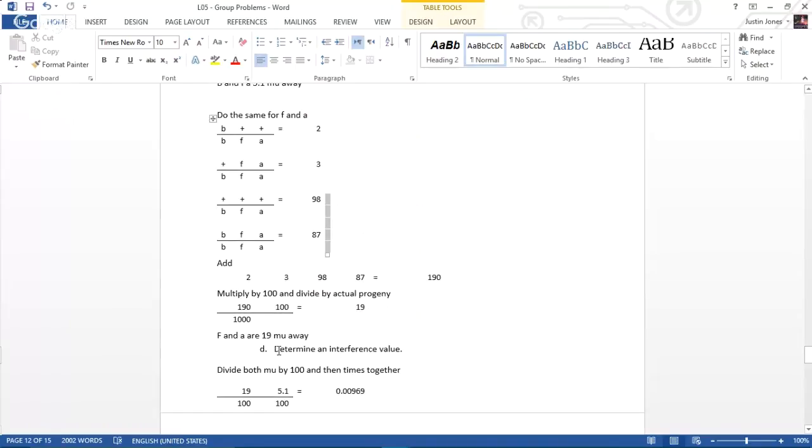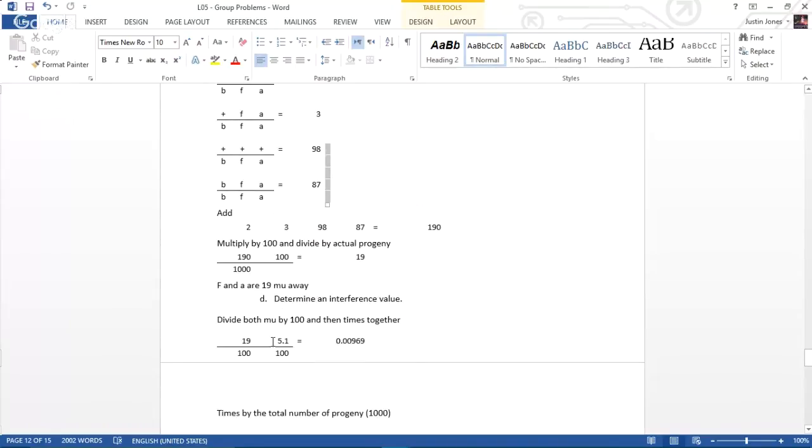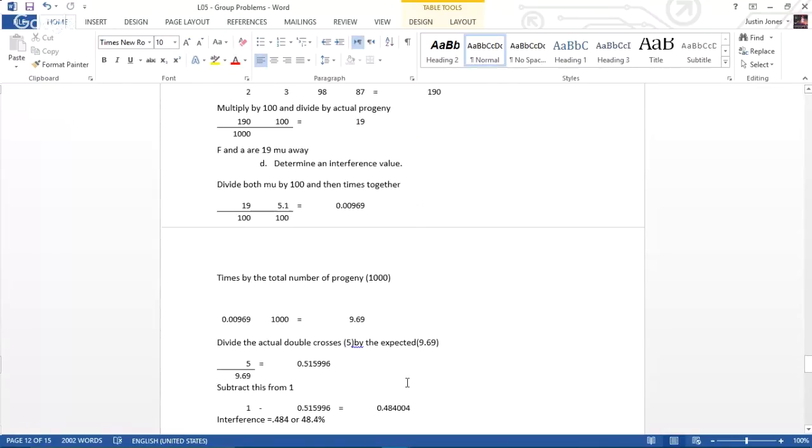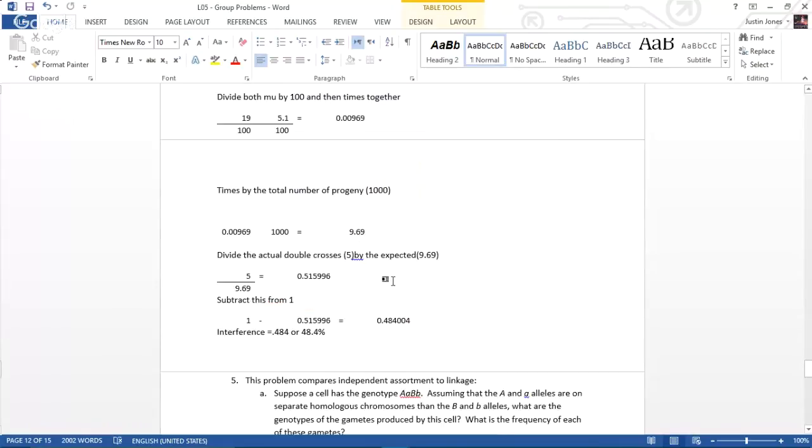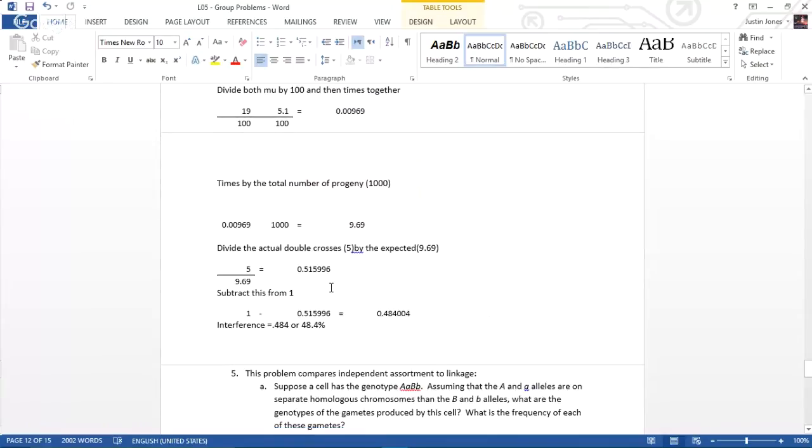Determine an interference value. So divide the numbers by 100 each and then times them together. So 0.0069 and times that by total progeny, 1,000. So you get 9.69. Divide the actual, it's going to be the 2 and the 3 together. So 5 divided by this 9.69 is going to give you 0.515996. One subtracted with that, it's going to give you about 48.4 interference rate.